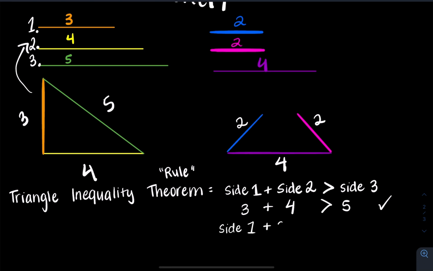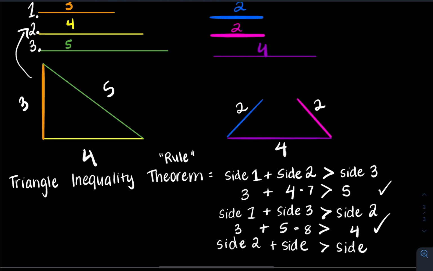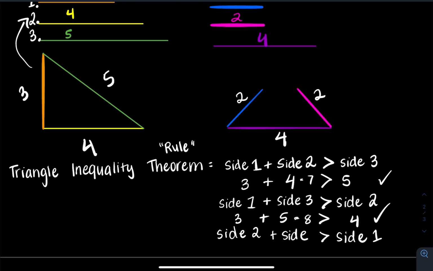Now it also says that side 1 plus side 3 is going to be greater than side 2. Basically, the sum of any two sides must be greater than the remaining side. So let's check it. 3 plus 5 is 8, which is greater than 4. Also true. And then the last go around, side 2 plus side 3 must be greater than side 1. Side 2 was 4, side 3 was 5, and 4 plus 5 is 9. 9 is greater than 3.